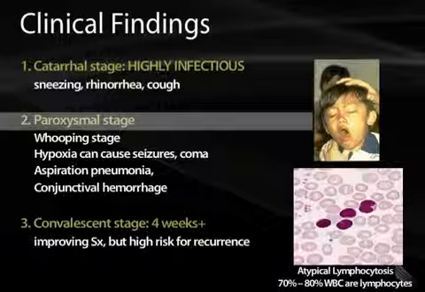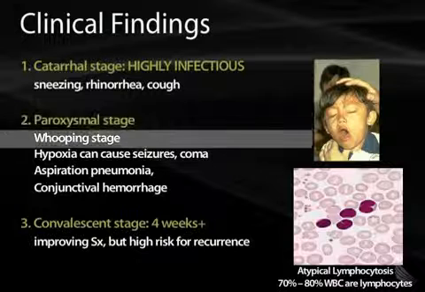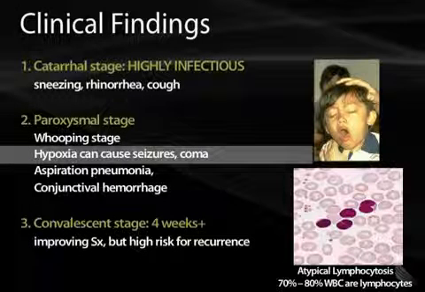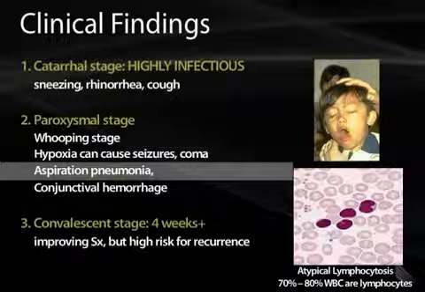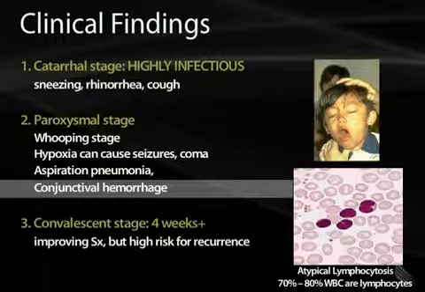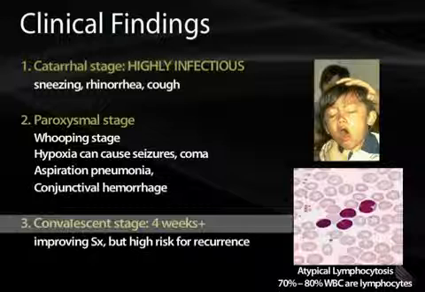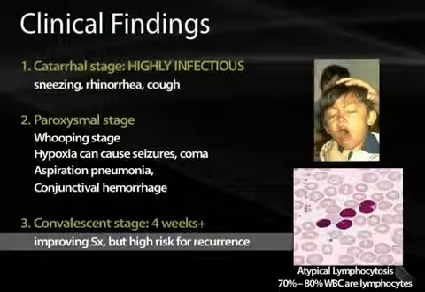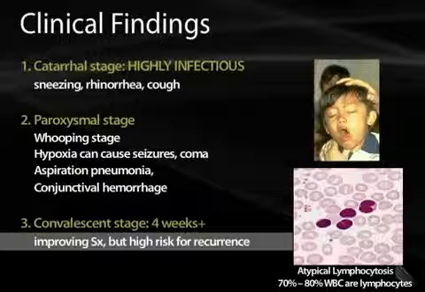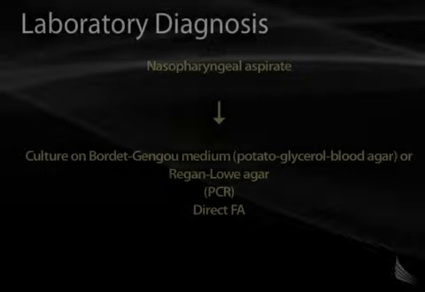The paroxysmal stage lasts 1 to 2 weeks, and it's the whooping stage. You have hypoxia, which can cause seizures and coma. You can get aspiration pneumonia, and you can get a subconjunctival hemorrhage. The convalescent stage lasts for more than 4 weeks, and you have improving symptoms, but there's a high risk for recurrence. With Bordetella pertussis on a peripheral blood smear, you'll often see atypical lymphocytosis.